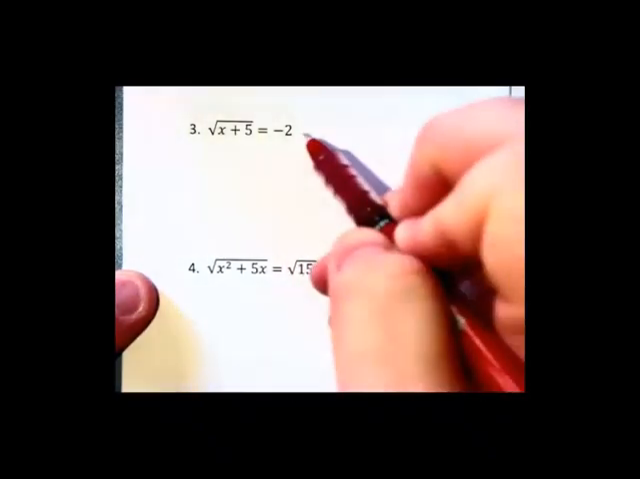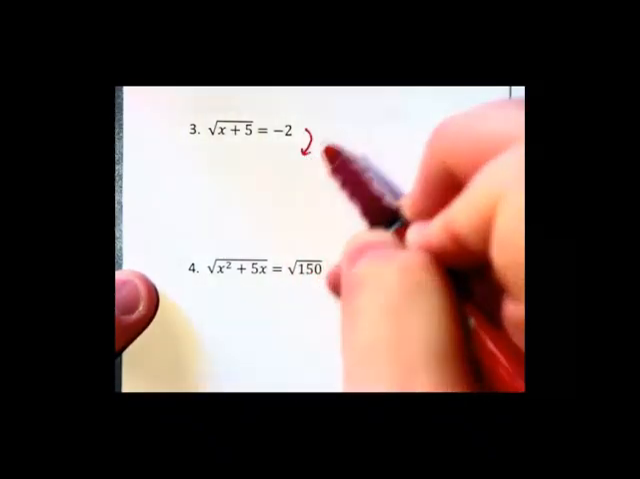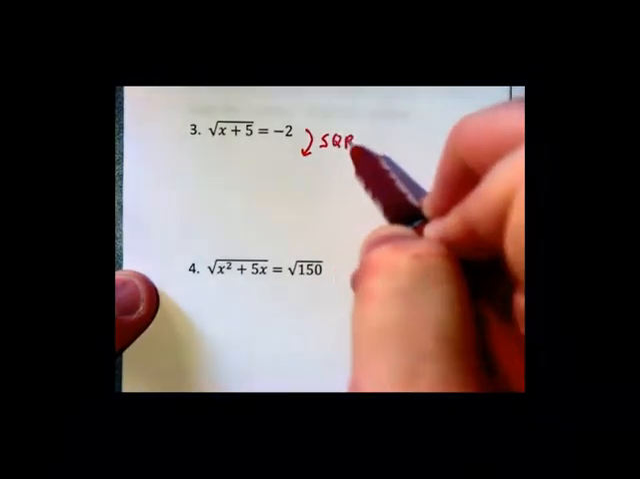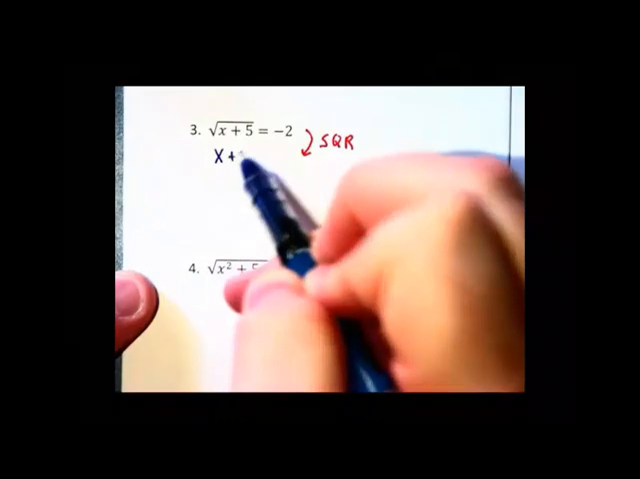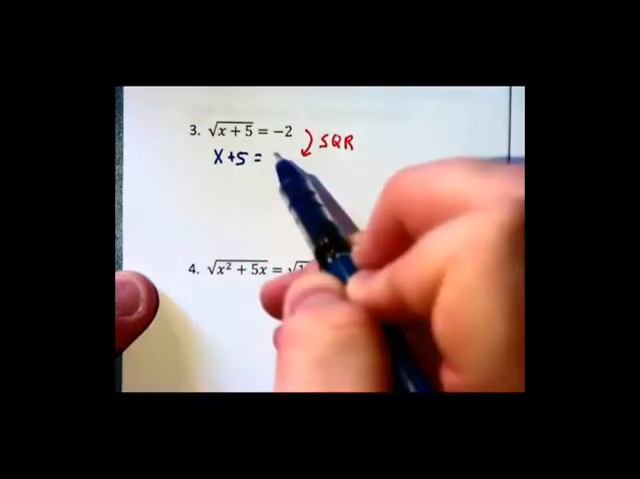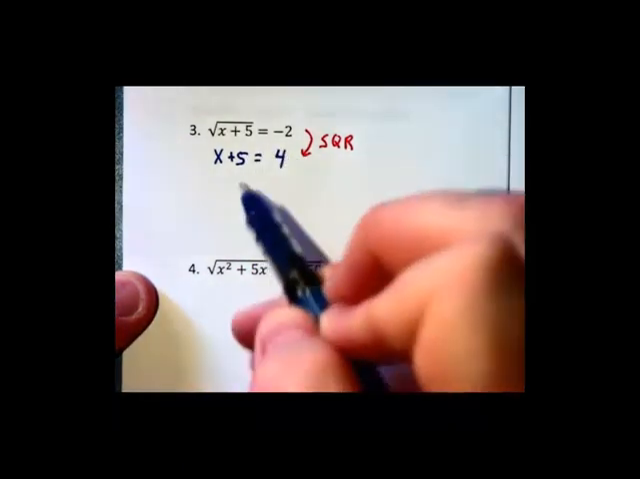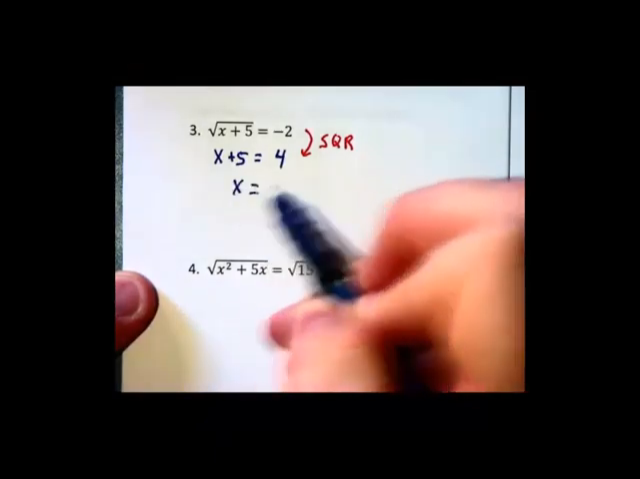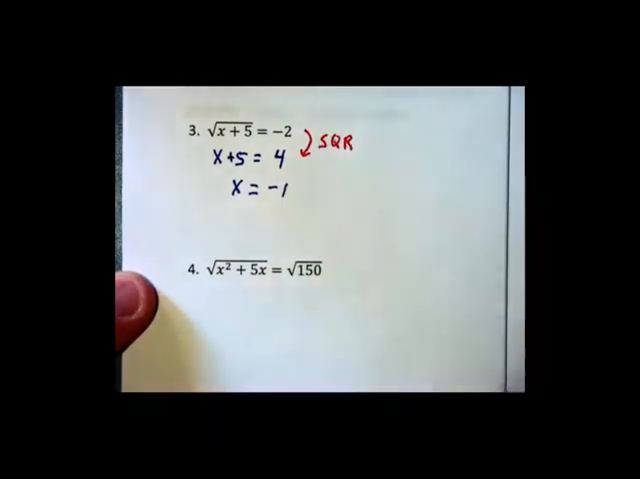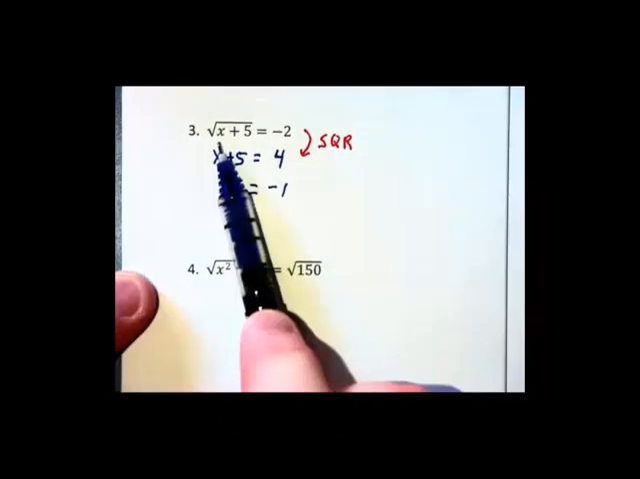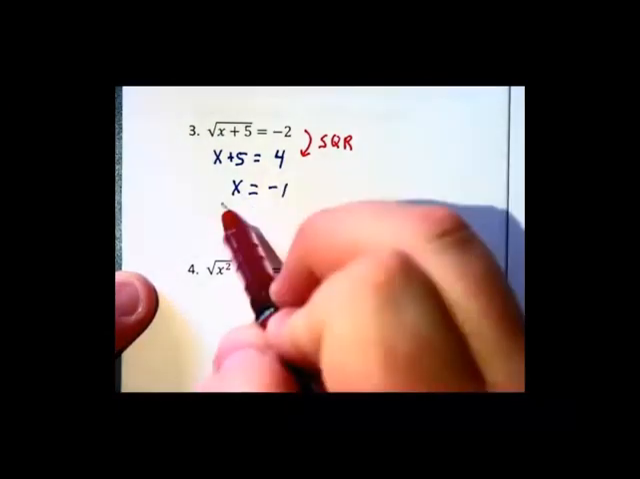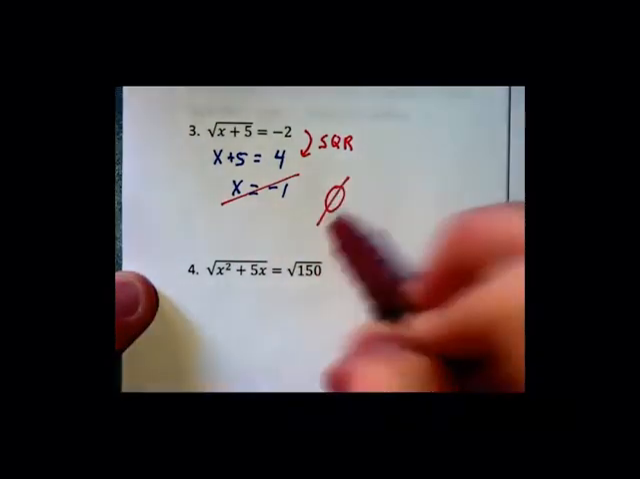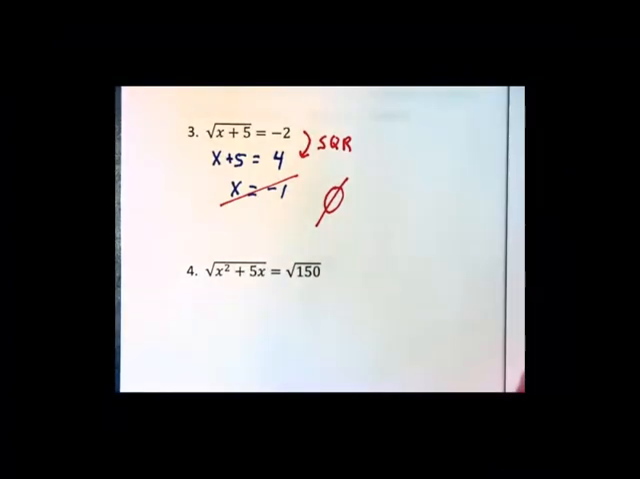Now, let's pretend you don't see that, and you go and you square both sides. Squaring both sides lifts off the radical on the left, giving you x plus 5. Squaring the negative 2 gives you 4. Subtracting the 5 on each side, you get negative 1. When you go to check this, substituting the negative 1 back in, adding the 5, you get 4. The square root of 4 cannot equal negative 2. This needs to be no solution for this problem.